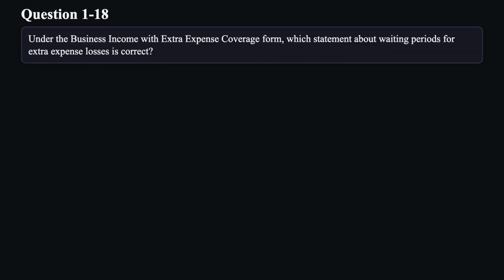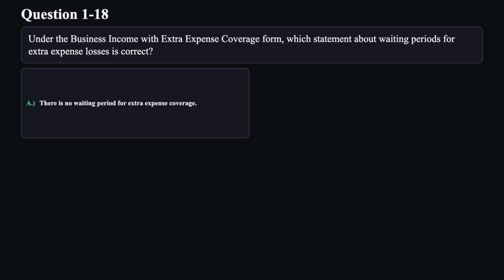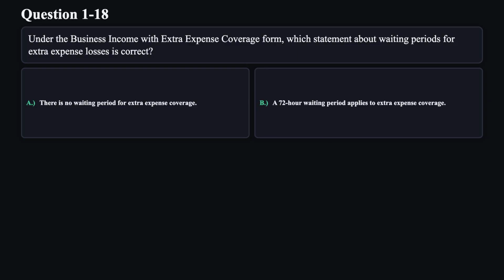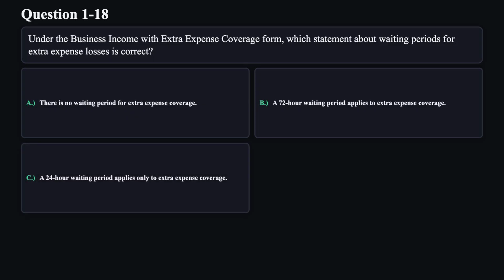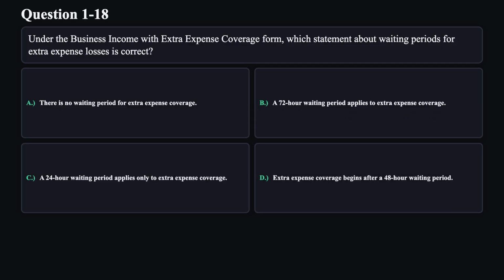Question 18. Under the business income with extra expense coverage form, which statement about waiting periods for extra expense losses is correct? A. There is no waiting period for extra expense coverage. B. A 72-hour waiting period applies to extra expense coverage. C. A 24-hour waiting period applies only to extra expense coverage. D. Extra expense coverage begins after a 48-hour waiting period.